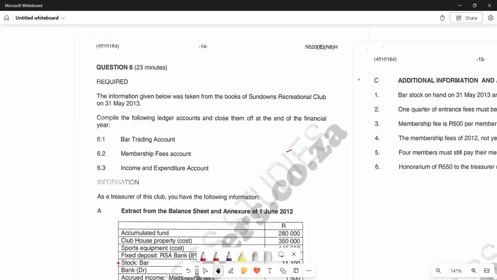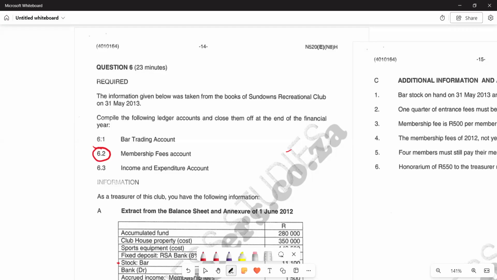In this video, we want to look at the preparation of the membership fees account. So in this video, we're going to look at particular question 6.2. So this is what we have. The question reads, the information given below was taken from the books of Sundowns Recreational Club on 31 May 2018. Compare the following ledger accounts and close them off at the end of the financial year.